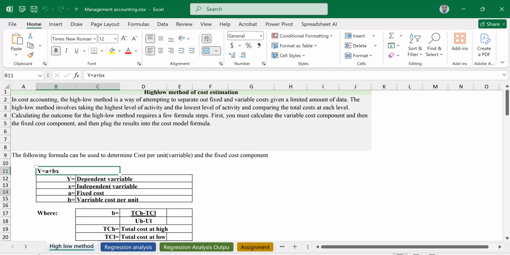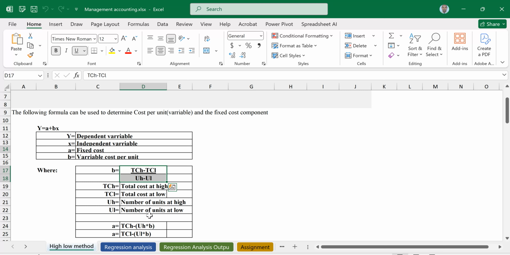Now, in using the high-low method, how do you get the variable cost per unit, which is abbreviated as B? B will be looking at the total cost at the highest level of activity. So what is the cost at the highest level of activity? Then what is the cost at the lowest level? Then you divide that by the number of units at high and the number of units at low. You can see how this is done in the equation that we have here: the total cost at high minus the total cost at low, over the number of units at high minus the number of units at low.